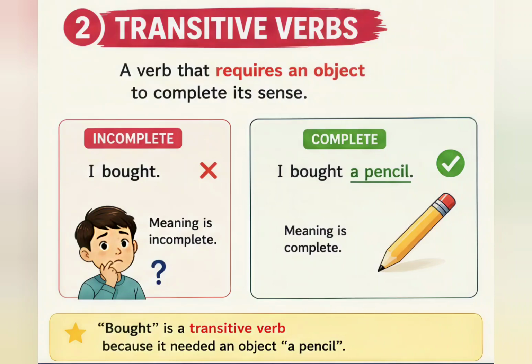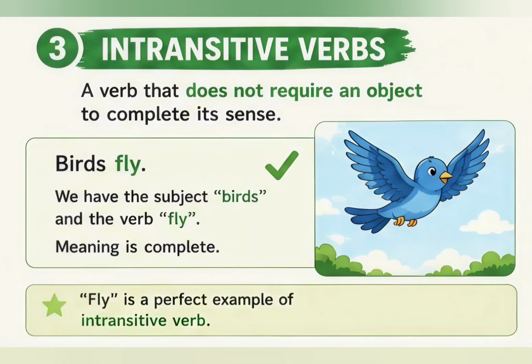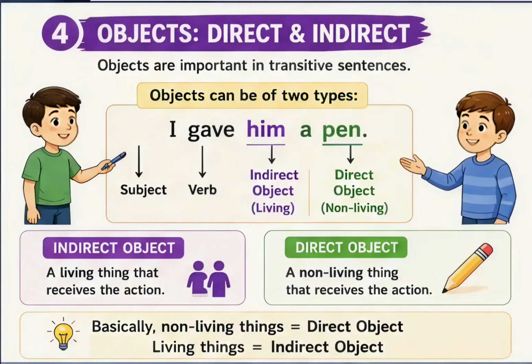Then the second type of verbs is intransitive verbs. A verb which does not require an object to complete its sense is called an intransitive verb. For example, when I say birds fly, we have the subject birds and the verb fly, and this meaning is complete in itself. So the word fly is a perfect example of an intransitive verb. Now class, moving on, we will talk about the object present in the sentence.